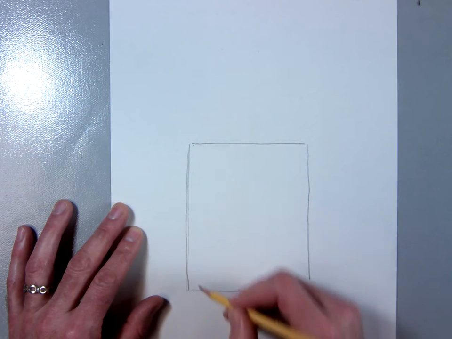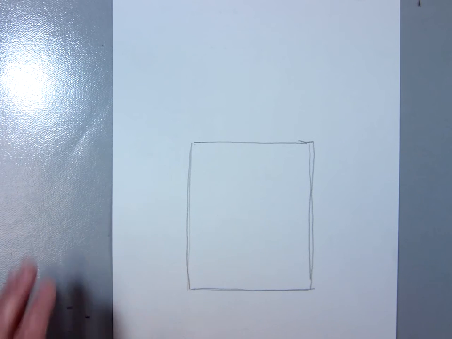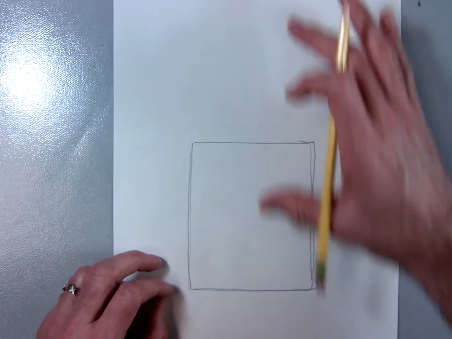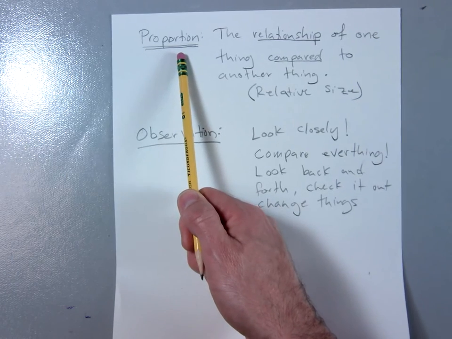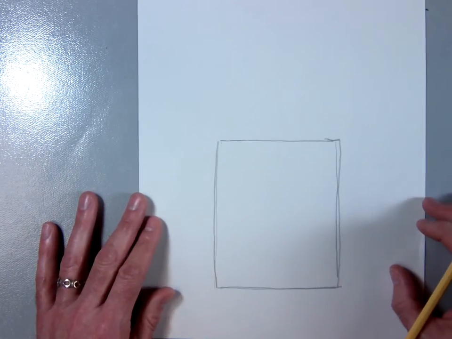Now, if this is my palm, everyone's beginning rectangle is going to be a little bit different. Some will be bigger, some will be wider, some will be taller. But the point is, if we measure and relate everything together so that we have the proportion correctly drawn, you'll be able to have a reasonable looking hand.